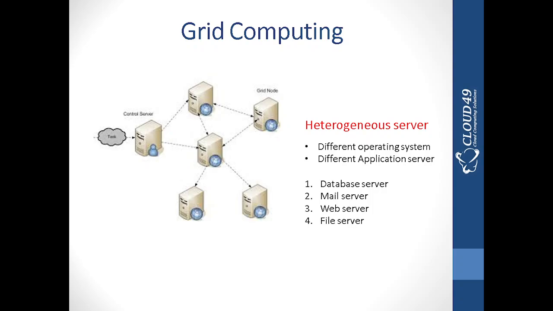One grid server is in Noida, one in Delhi, one in Bangalore, one in Hyderabad, and in different locations. So in this type of servers, we have different operating systems and different application servers. These servers are used for different purposes: one server is used as a database server, one as a mail server, one as a web server, one as a file server. This type of computing we call grid computing.